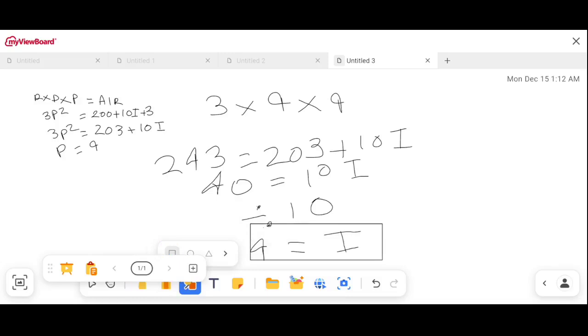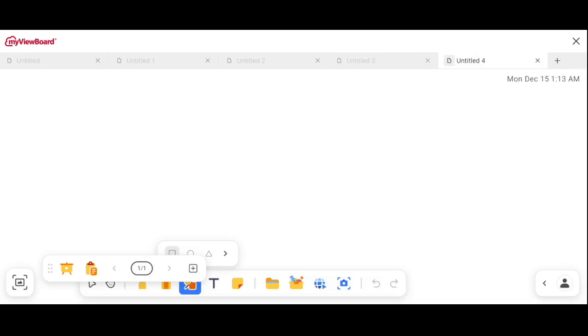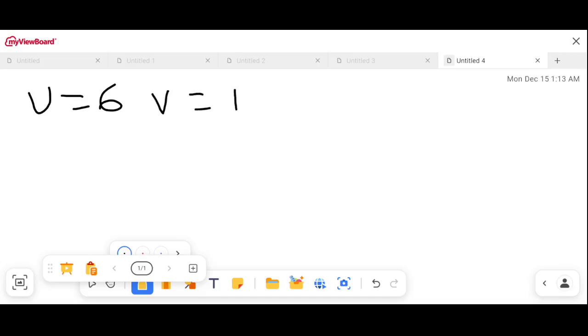So we got all the values and now we write them. U equals 6, v equals 1, a equals 2, and r equals 3.